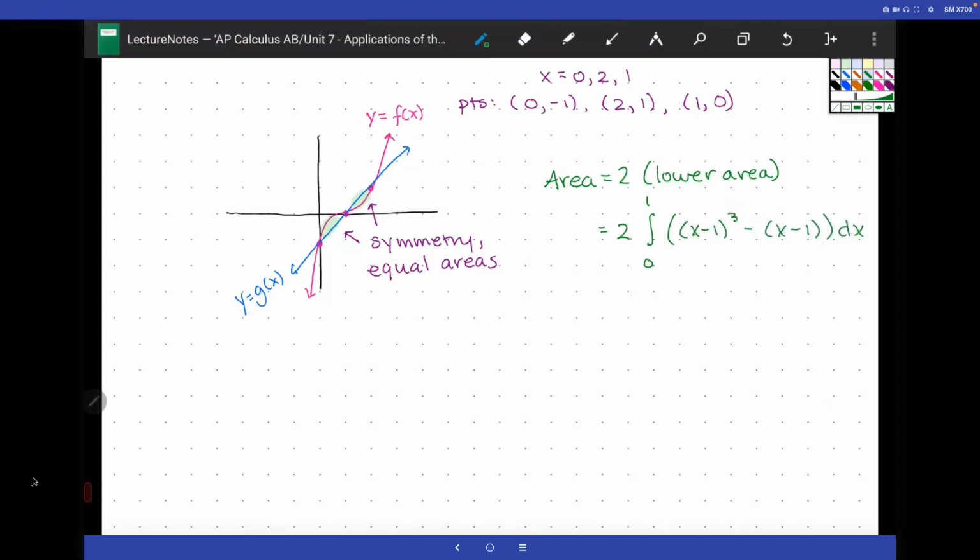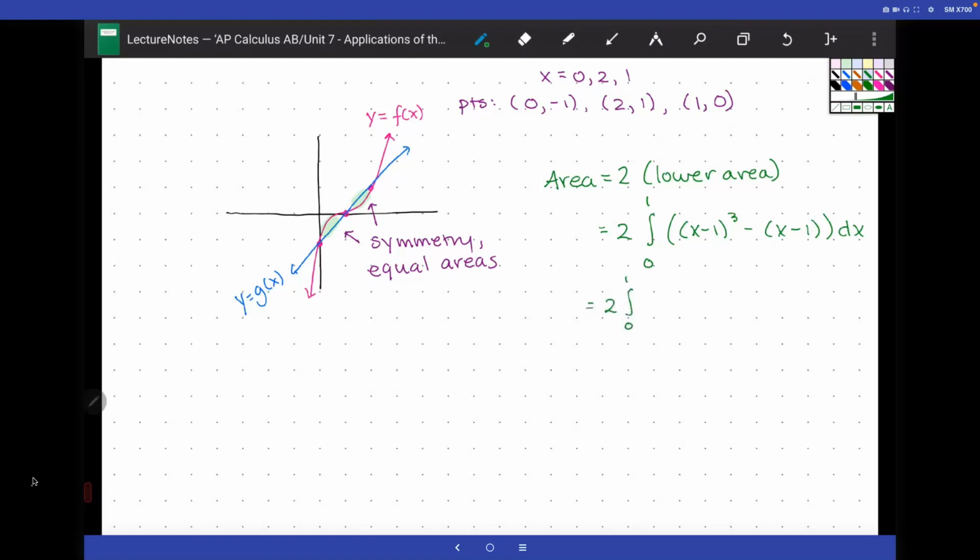So any questions on the setup? We're going to go through this one kind of quick. All right, just to get it started, let me ask this, because there's actually two ways to go about this one. Anybody have an idea how to find the antiderivative? What's one strategy we could do?